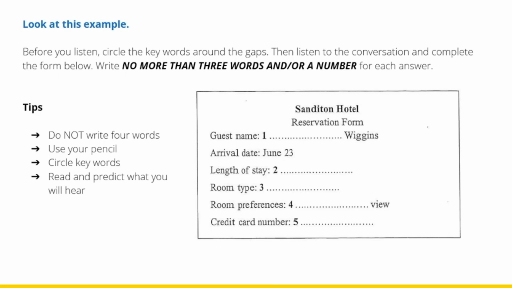Important tips to remember here are not to write four words, because in the IELTS test you are being asked to write only 3 words. You have to make sure you are using your pencil, circling the keywords, and reading and predicting what you are going to hear in your recordings.